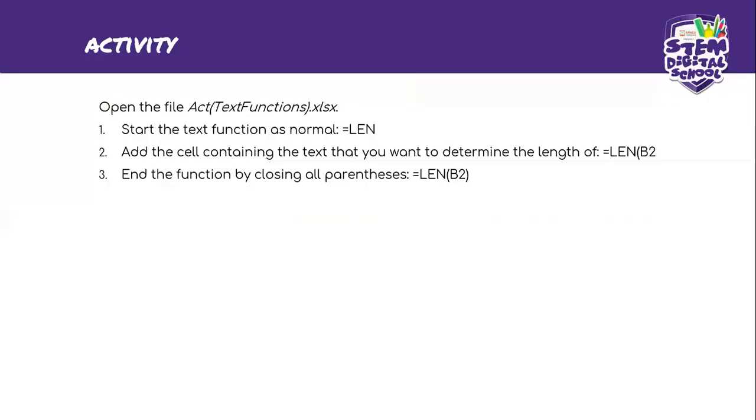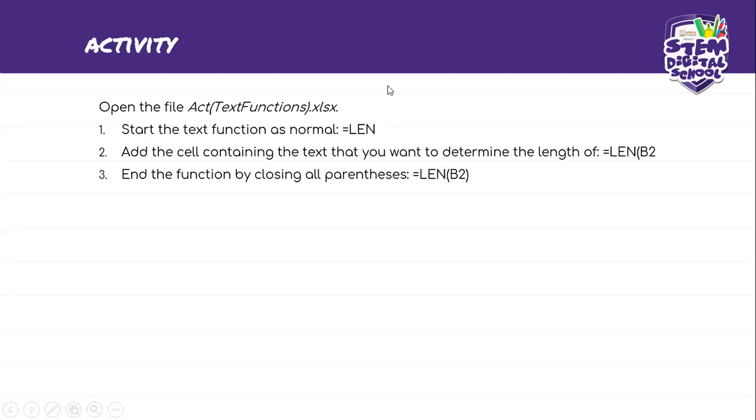Okay. For an activity, open the file act text function. So I have opened the file act text function. This is a spreadsheet. Start the function as normal. So you start the function as equals len. Add the cell containing the text you want to determine the length of. So len B2. Now you must add the cell containing the text that you want to determine the length of, and close the function by closing these two open brackets. So you need to close these two brackets, right?